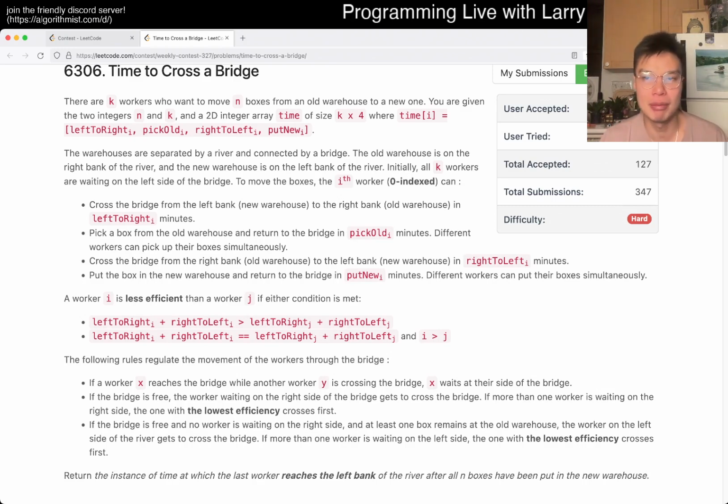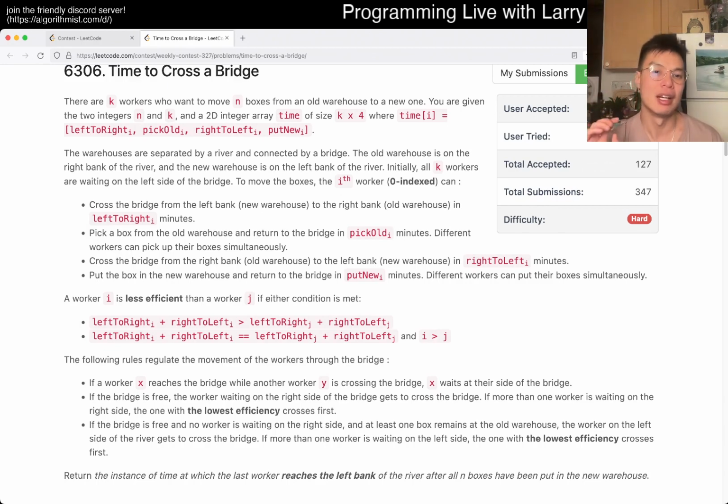A simulation problem basically means that they tell you the rules of some stuff and you have to simulate it such that it happens. There's nothing algorithmic about it in theory. I mean, sometimes there are data structure things that you have to do to make sure the simulation can happen in a fast enough way, and we'll need to do that for this problem. We'll talk about it later on.